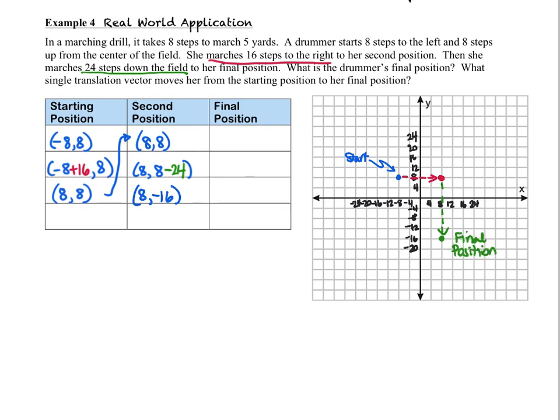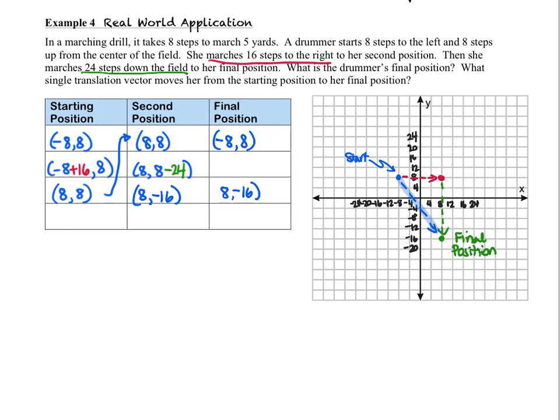So the next part of the question that we need to answer is what single translation vector moves her from the starting position to her final position. And what that is saying is that we want to make that movement instead. So what we need to do is consider that the original point where we started out was at negative 8, 8. And we ended up at 8, negative 16. So how did we get from one to the other?